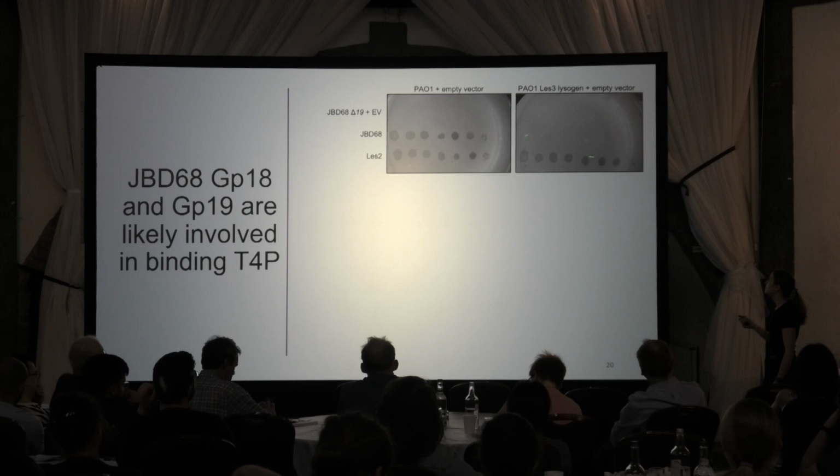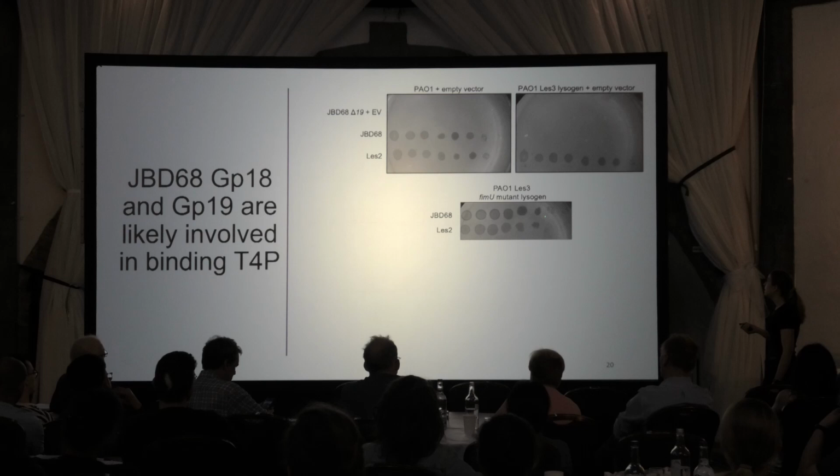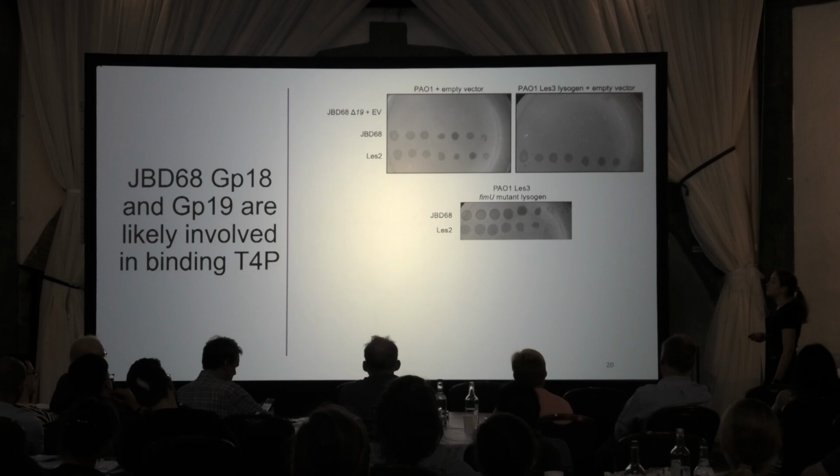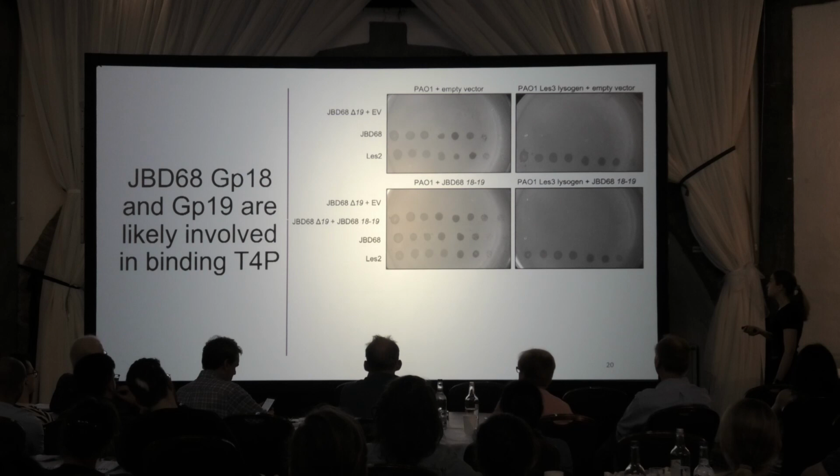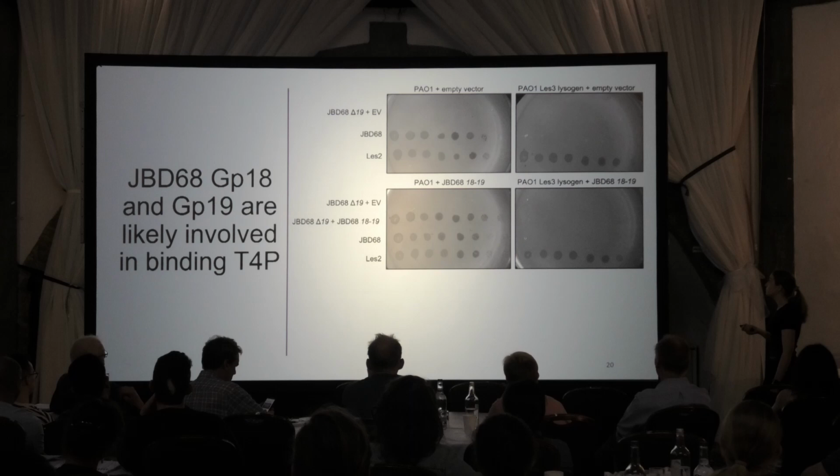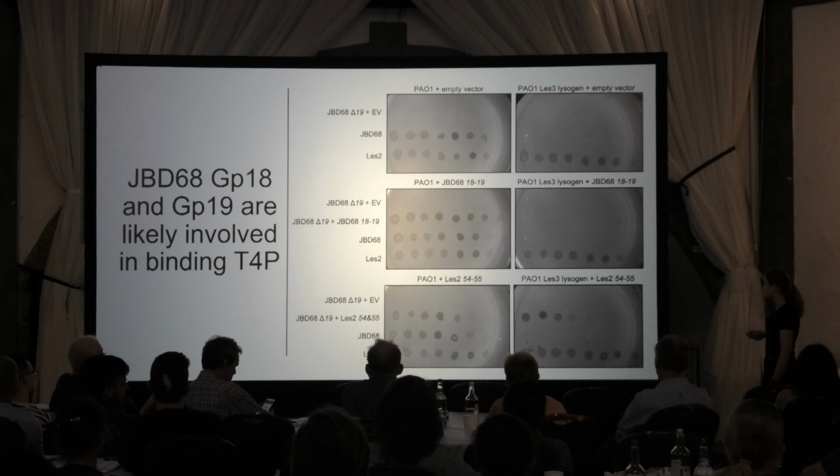And this was just a repeat from earlier: we've shown that the repression we're seeing of JVD68 on the LES3 lysogen is due to the phage FMU-like protein, because when we delete it, JVD68 is not able to infect. So when I complement the JVD68 GP19 mutant with just the wild-type genes from JVD68, we're able to restore infection on PAO1, but we're not getting infection on the LES3 lysogen. But when I complement this mutant with the genes from LES2, we get a restoration of infection on PAO1, and we're also now getting JVD68 infecting this LES3 lysogen.